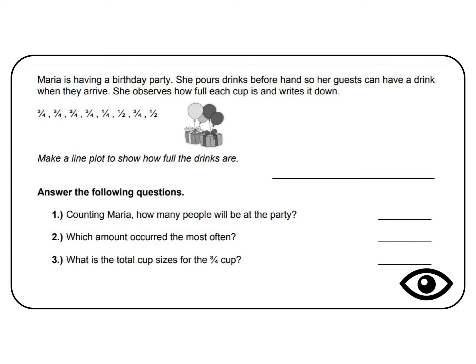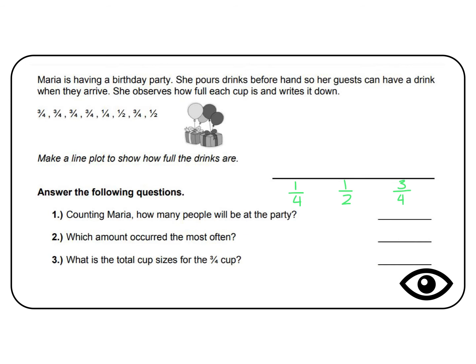So our first part is that we need to make a line plot to show how full the drinks are. So remember that we are recording frequency. So we need to record how often these numbers occur. So the first thing that we need to do is set up our line plot in order from least to greatest. 1/4, 1/2, 3/4. Then we need to add our values to our line plot.